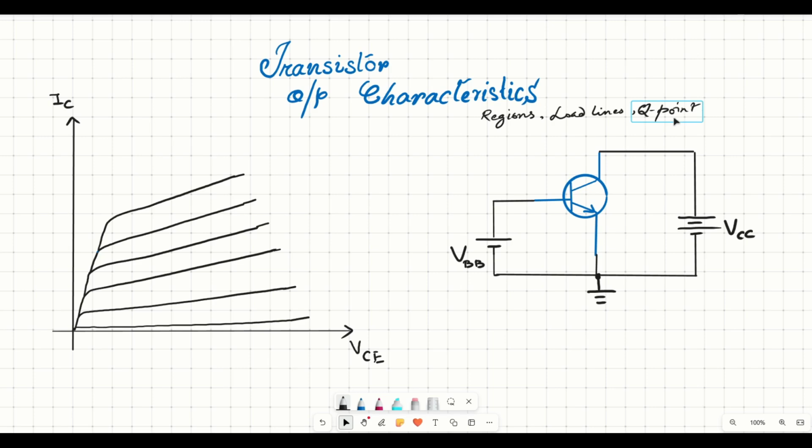Learning objectives. By the end of this video you will be able to, one, read and interpret BJT output characteristics plots. Two, draw DC and AC load lines and determine Q points. And three, apply safe operating area and power limits to real circuits.